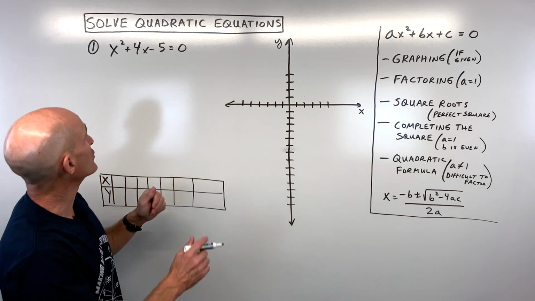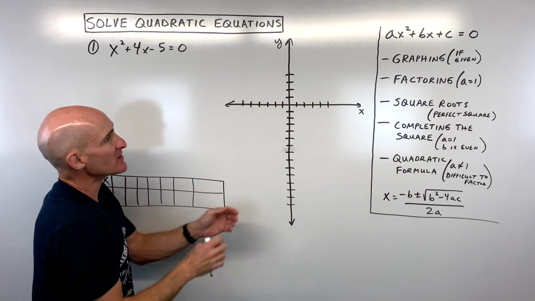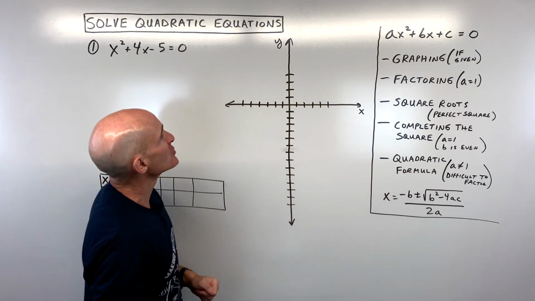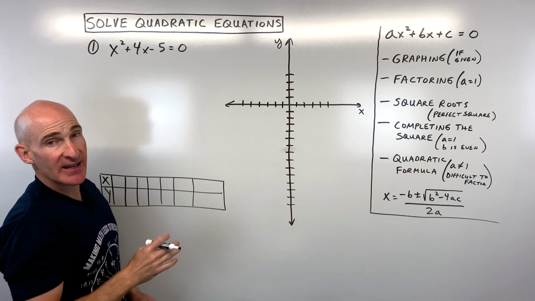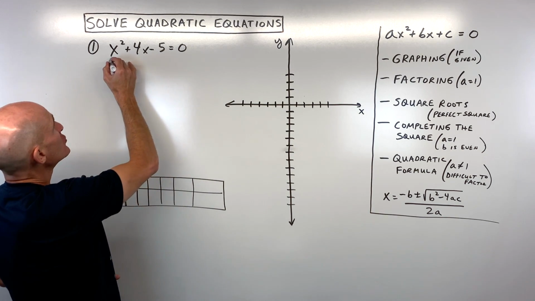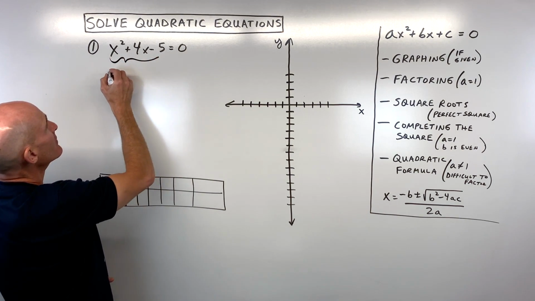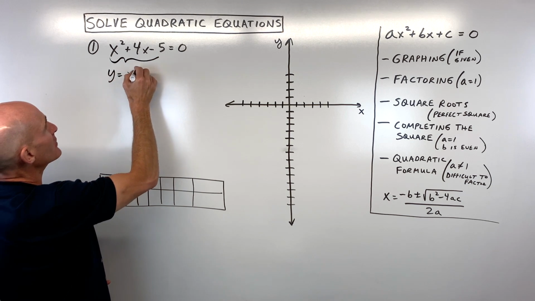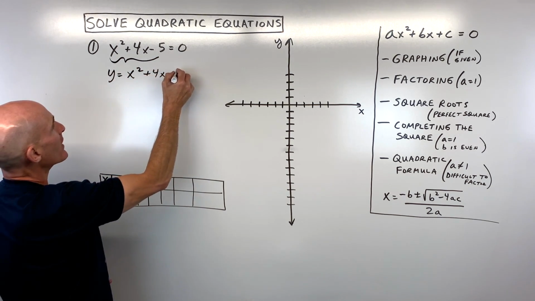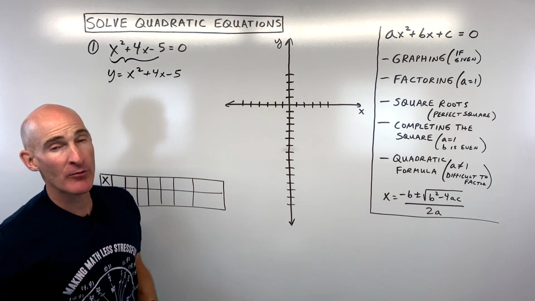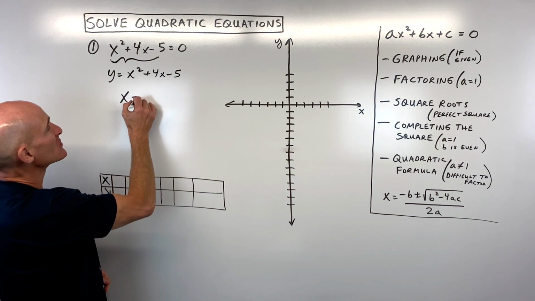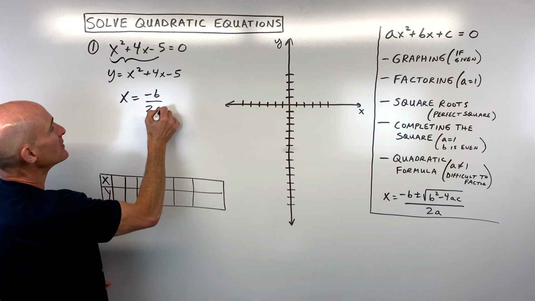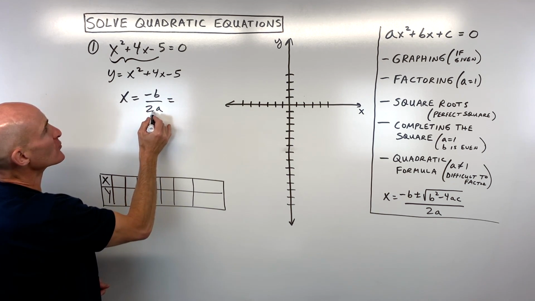So the first one we're going to talk about is how to solve using this graphing method. To do the graphing method, you want to get everything on one side of the equal sign, set it equal to 0, and then we're going to graph this left side of the equation, y equals x squared plus 4x minus 5. Now, you probably remember how to graph. You're going to want to find the vertex, and we can do that by using this formula, negative b over 2a, or the opposite of b over 2a.